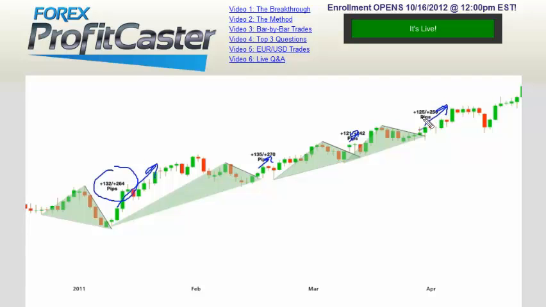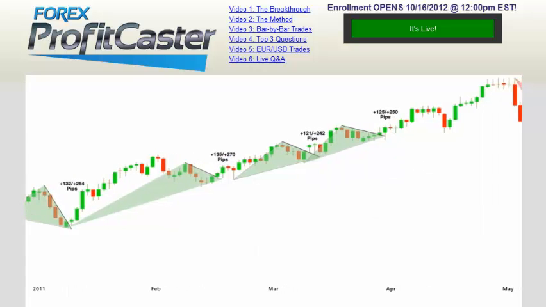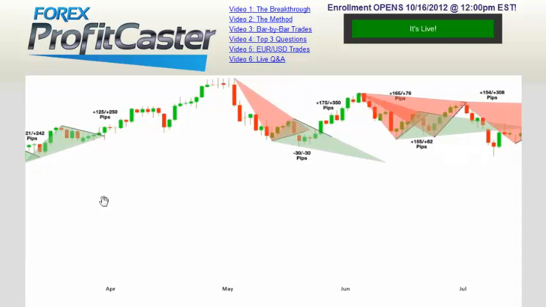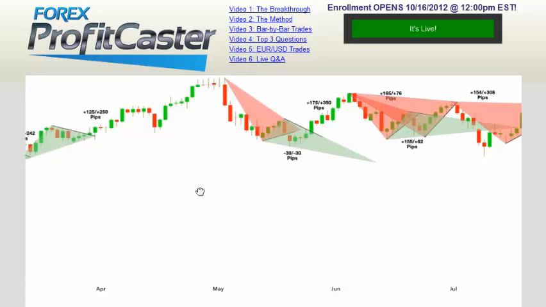As you know by now, Forex ProfitCaster is highly selective, so you're not always going to be in the market on every pair, but only when conditions are in place to give you a high probability, low risk opportunity of entering the market. So let's just scroll along here. You can see down here at the bottom, February, March, April. Remember, these are daily candles. Of course, with Forex ProfitCaster, you can also trade hourly candles. We give you both of those options.